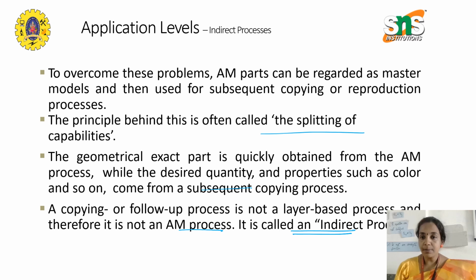additive manufacturing parts can be recorded as master models and then used for subsequent copying or reproduction processes. The principle behind this is often called splitting of capabilities. So we are designing and planning, and after that we are manufacturing, so we are naming it splitting of capabilities. The geometrically exact part is quickly obtained from the additive manufacturing process, while the desired quantity and properties such as color come from a subsequent copying process. A copying or follow-up process is not a layer-based process. Because of that, it is not an additive manufacturing process, and we call it an indirect process in additive manufacturing.